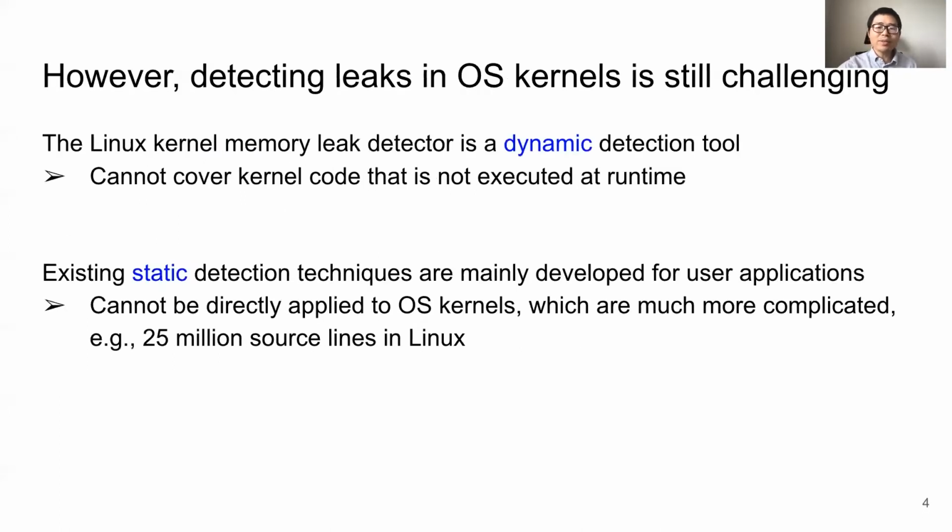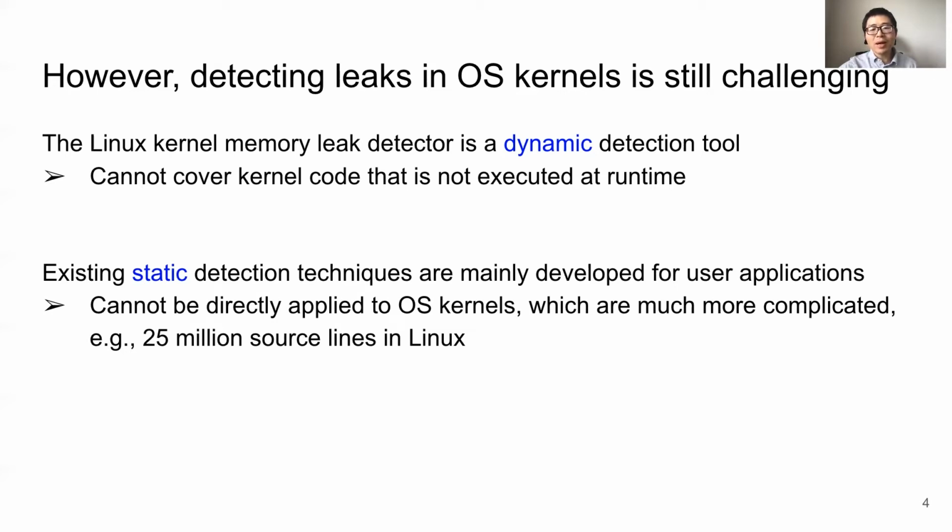However, even with these detectors, it is still quite challenging to detect memory leaks in operating system kernels, which are a fundamental class of system software. For example, the Linux kernel memory leak detector is a dynamic detection tool and inevitably has the well-known coverage issue. That is, it cannot detect memory leaks in the kernel code that is not executed or tested at runtime. On the other side, existing static memory leak detection techniques are mainly developed for user-level applications.